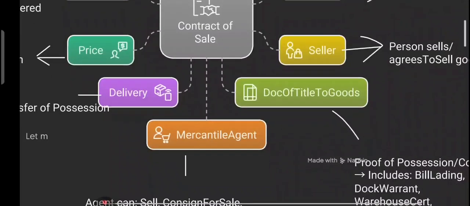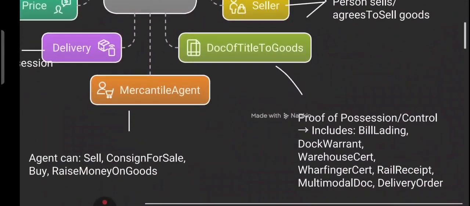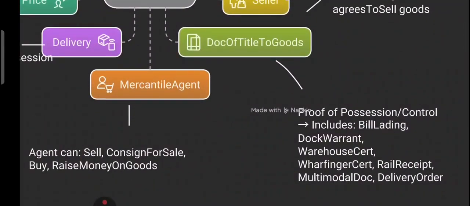Then we have documents of title to goods. What does it mean? See, a paper or a proof that shows you legally control or possess the goods. Things like bill of lading, warehouse receipt, wharfinger certificate, rail receipt, multimodal document. So this is a paper or a proof that shows you legally control or possess the goods. That is called a document of title to goods.